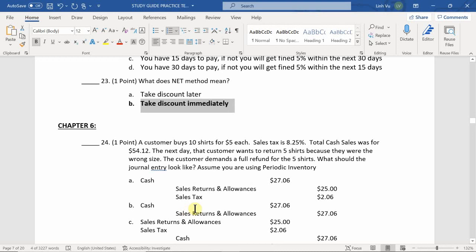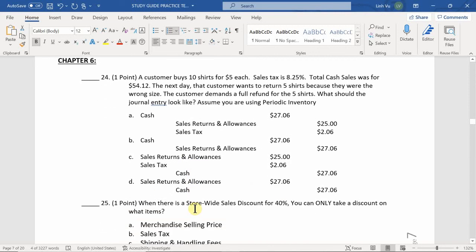Okay. All right, now we're moving on to chapter 6, which is the sales process. So here, question 24 says, a customer buys 10 shirts for $5 each. Sales tax is 8.25%. Total cash sales was $54.12. The next day, the customer wants to return 5 shirts because they were the wrong size, okay? So the customer demands a full refund for the 5 shirts. What should you do, and what should the journal entry look like? Assume that you are using periodic inventory.